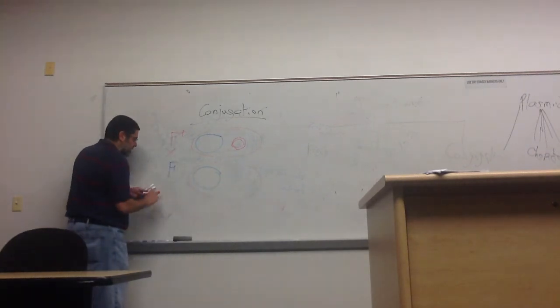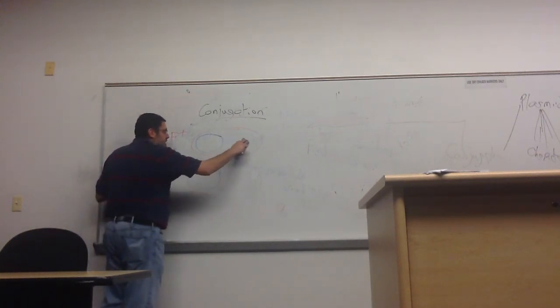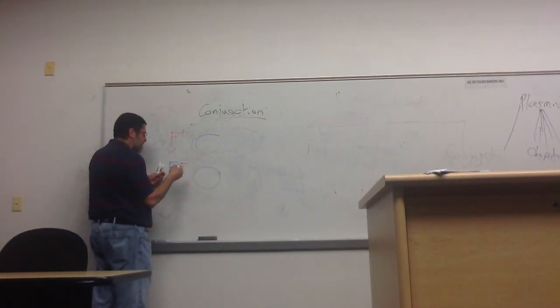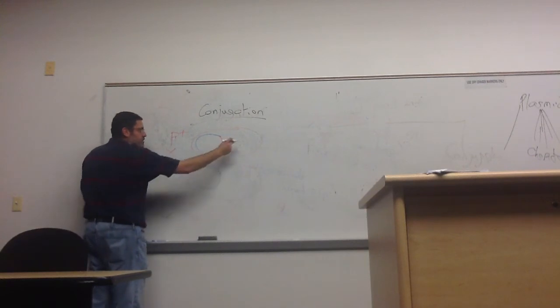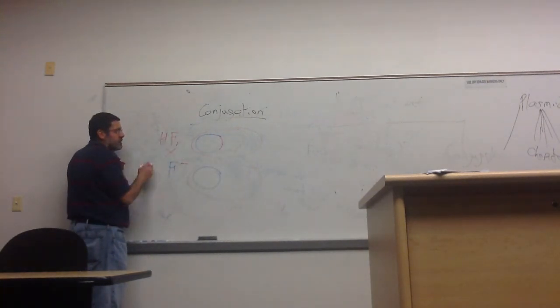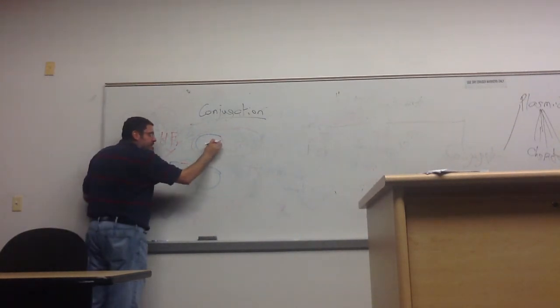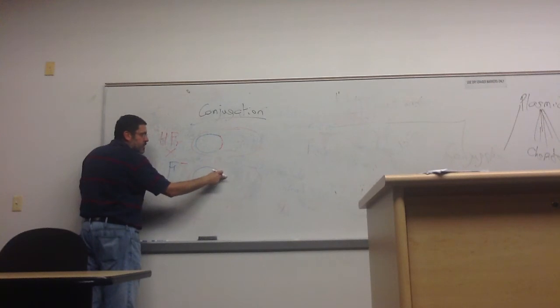Let's go back to F minus. This F plus can turn into this. The chromosome jumps in. Now it's no longer F plus, it's HFR. It can still mate with an F minus. It nicks, it transfers part of it.